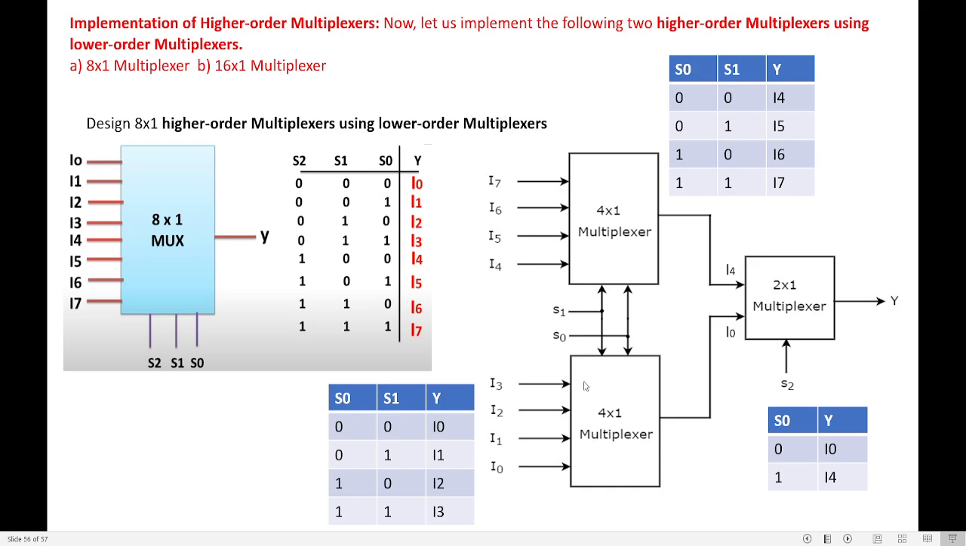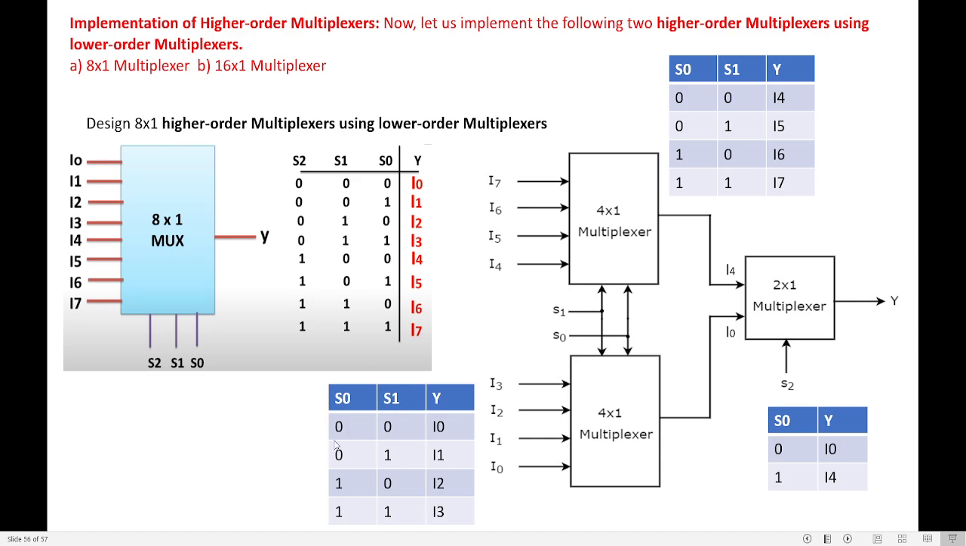You know that this is the truth table for the 4 by 1 multiplexer. If S0 and S1 are 0, 0, I am going to select I0. If it is 0, 1, I am going to select I1 and forward it to the output. If it is 1, 0, I select I2 and forward it to the output. If it is 1, 1, I select I3 and forward it to the output. Similarly, in this multiplexer, if S0 and S1 are 0, 0, I select I4 and forward it to the output. If it is 0, 1, I5. 1, 0, I6. 1, 1, I7, forwarded to the output.